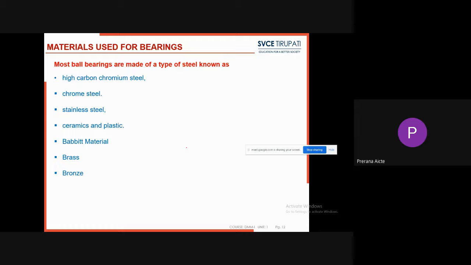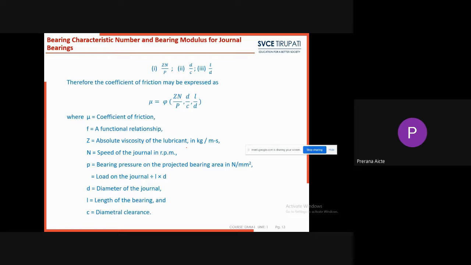Next we use ceramics, then high carbon chromium steels, and sometimes high temperature nickel alloys. So based on the application, we use a type of bearing material. Sometimes if you write any RRB examination, they will ask: bearings are generally manufactured using dash material, babbitt, brass or bronze, like that. Okay, next. This slide is very important.